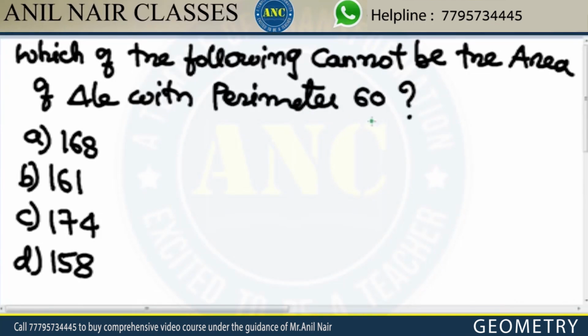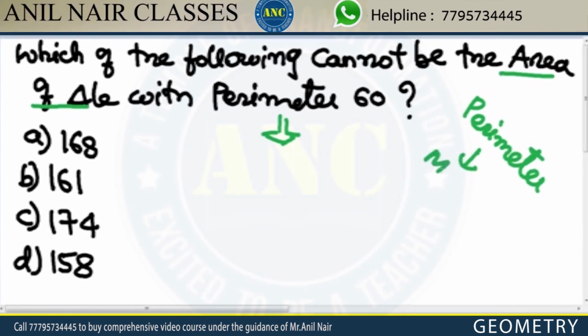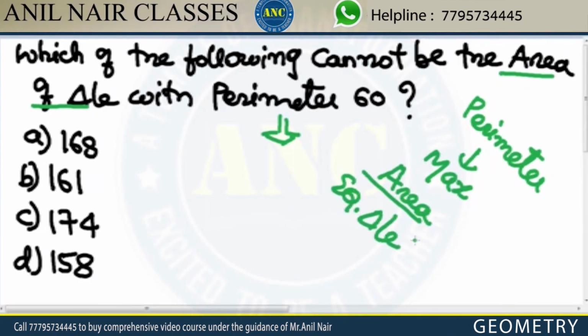Perimeter is given. Which of the following cannot be the area of a triangle with perimeter 60? Now, listen carefully. The area will be maximum if the triangle is an equilateral triangle. Please write down. For a given perimeter, the area will be maximum when the triangle is equilateral.